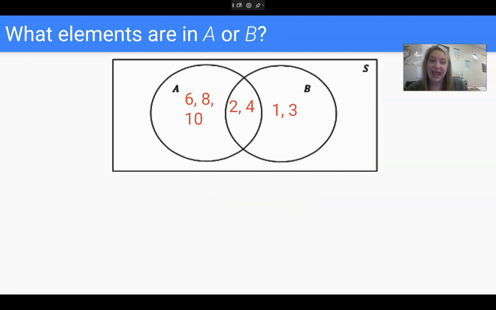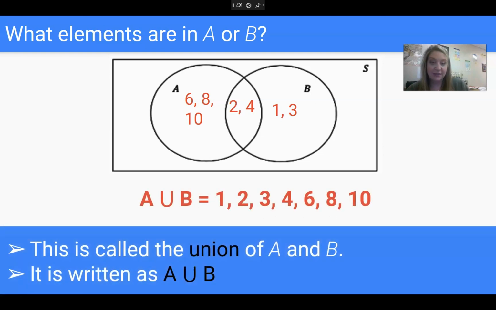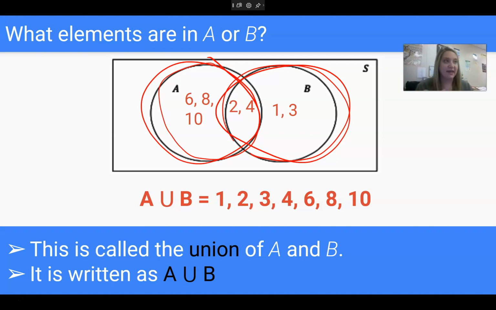What's going to be in A or B? Okay, so it's not the intersection anymore. It's just A or it's just B. So look in the A circle. My A circle has 2, 4, 6, 8, 10, right? My B circle has 2, 4, 1, 3. So these are all in A or B. So we have 1, 2, 3, 4, 6, 8, 10. Okay, union together, all of it together, that's what union represents.